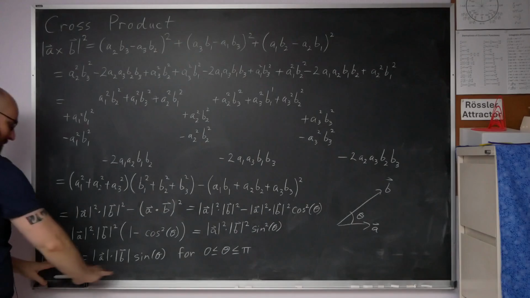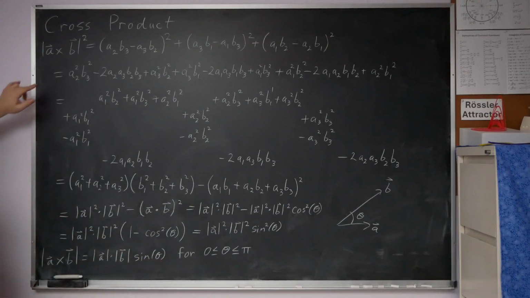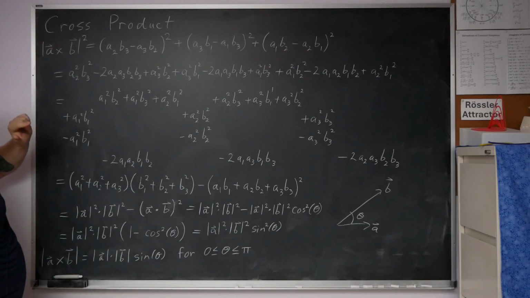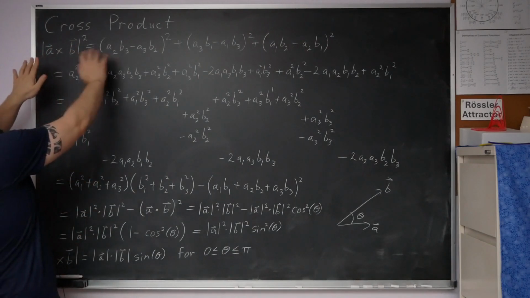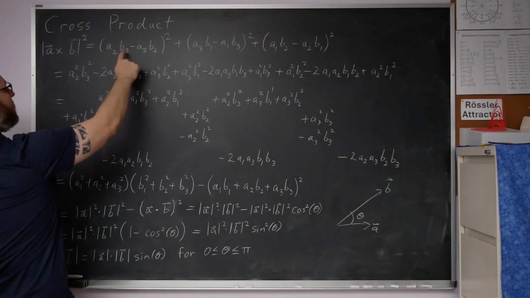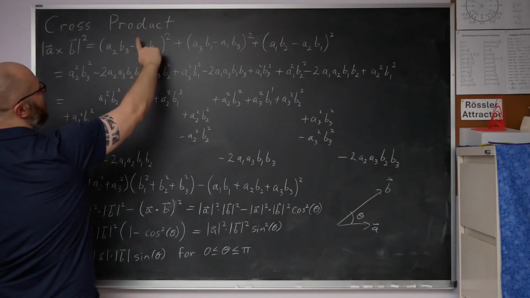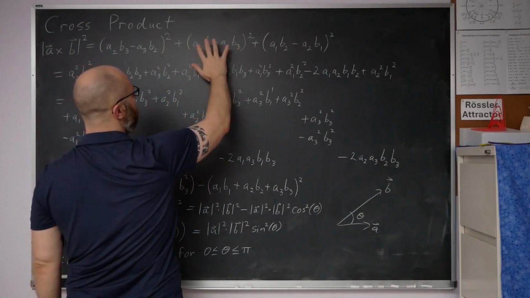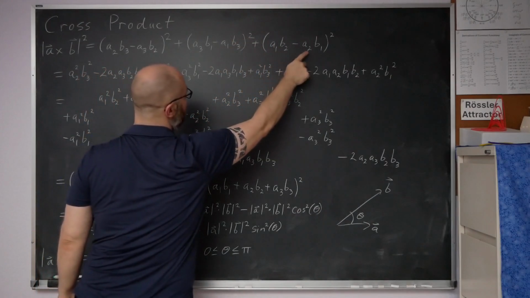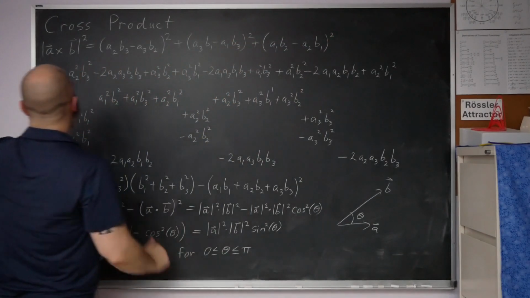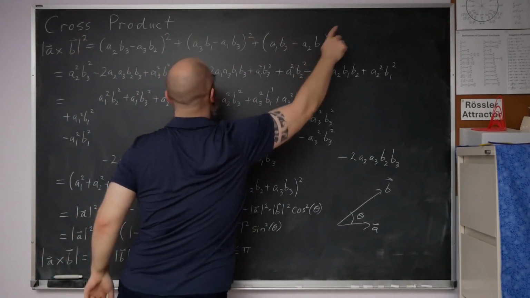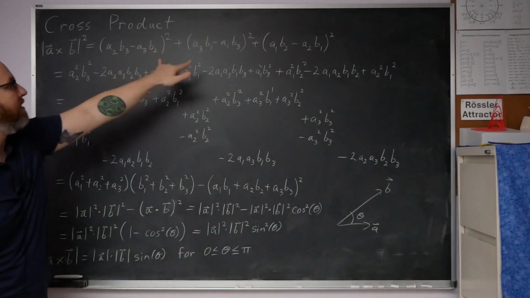So in order to get this relationship, we're going to start with the magnitude of A cross B, squared. I've got the three components of A cross B: A2B3 minus A3B2, squared because I'm computing the magnitude, plus A3B1 minus A1B3 squared, plus A1B2 minus A2B1 squared. Since I squared the magnitude, the square root that's normally there is gone, so it's just the squares of each of the components.